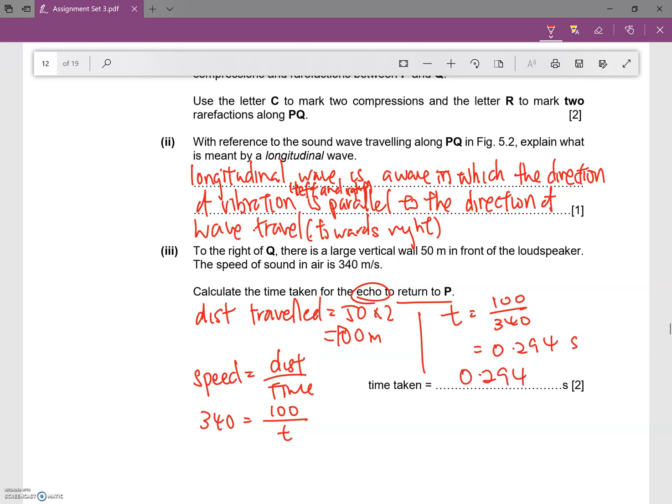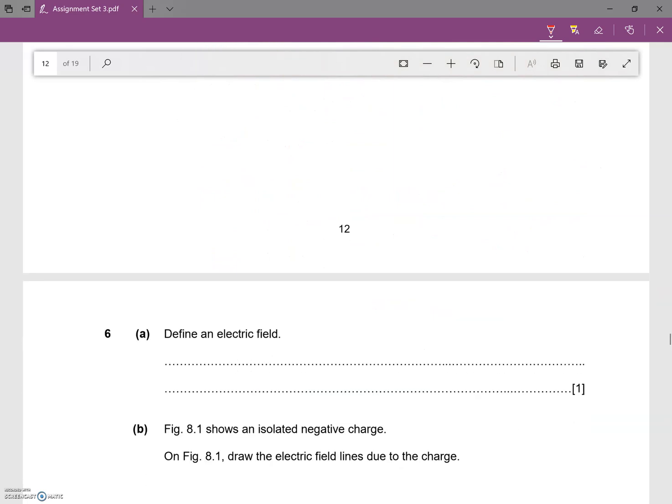So the final answer is in 3 significant figures. Okay, so that's for question 5.